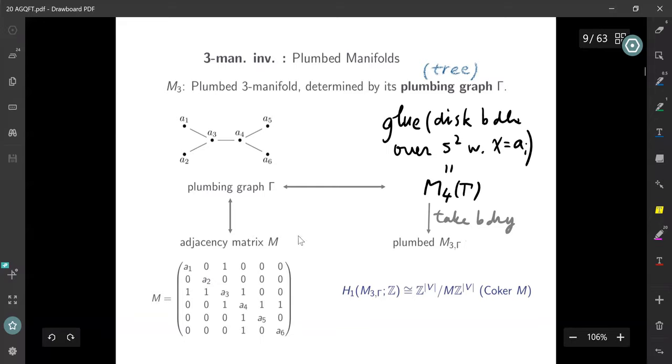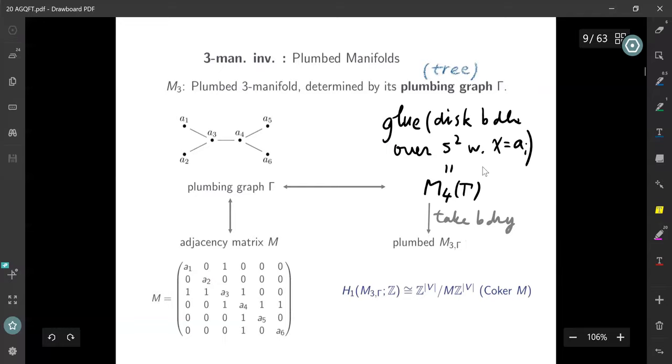And the same data can be represented by the adjacency matrix. This adjacency matrix is defined in the following way. You have one entry for each vertex, and then you put on the diagonal the corresponding weights of the vertices. And you put a one on the off diagonal if the corresponding two vertices are connected by an edge. So the same data can be used to construct a plumbed three manifold.